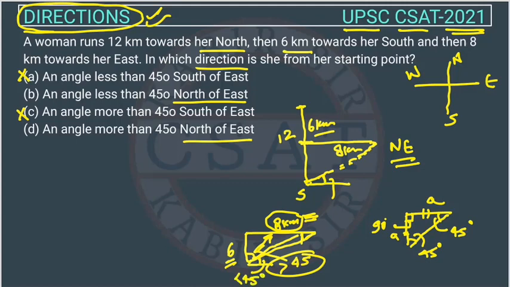So are you getting this concept? I hope you guys are getting it. So this angle will be greater than 45. Then the other angle, because the total is 90, the remaining one will be less than 45, right? So they are asking this angle only, right? Because in which direction is she from the starting point? So angle less than 45 degree or more than. It will be from the starting point, here we have to calculate. So this angle will be less than 45, less than 45 in northeast direction. So the answer is option B, right. So this is the answer.